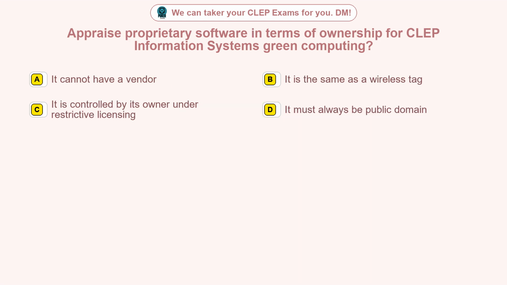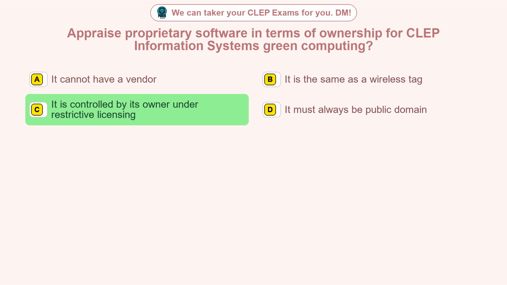Question 94. Appraise proprietary software in terms of ownership for CLEP Information Systems green computing. Option A. It cannot have a vendor. Option B. It is the same as a wireless tag. Option C. It is controlled by its owner under restrictive licensing. Option D. It must always be public domain.